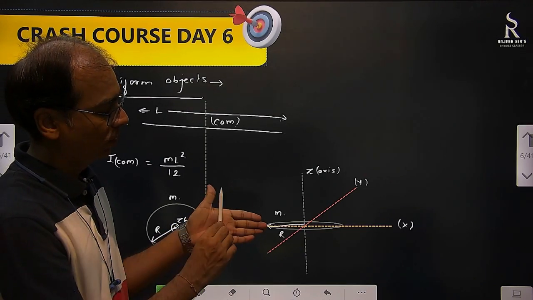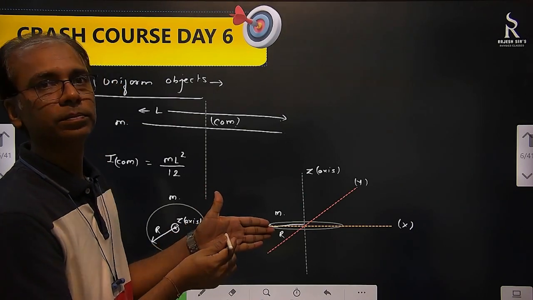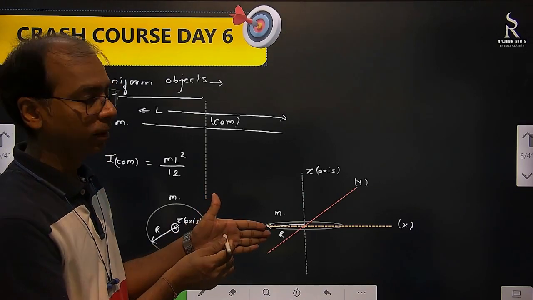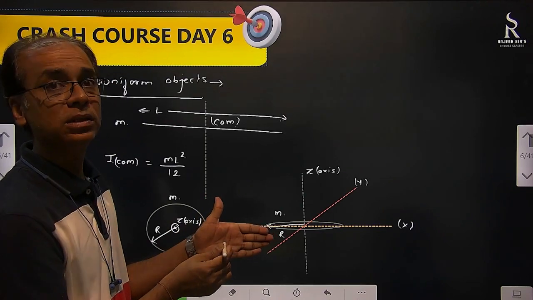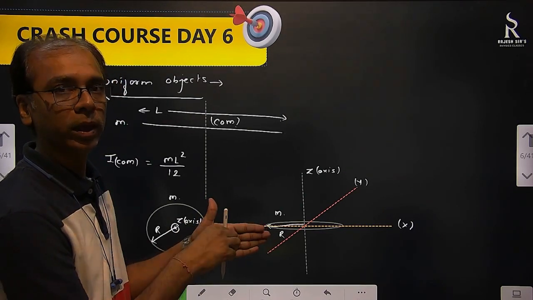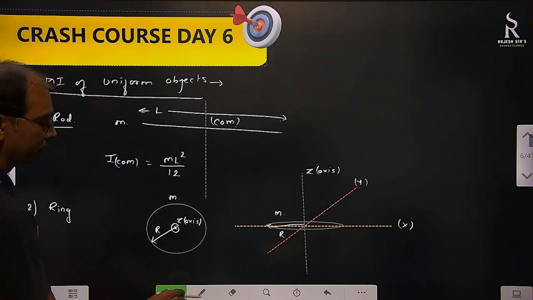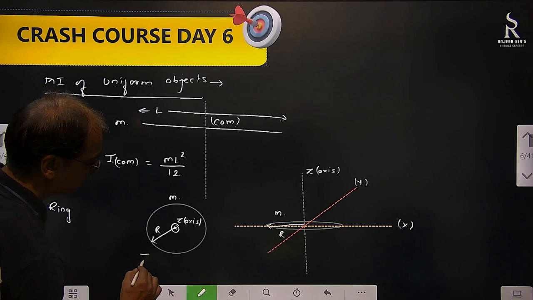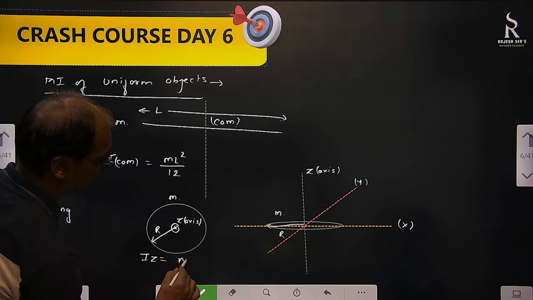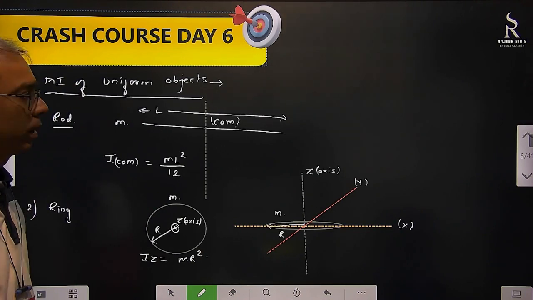X and y. Perpendicular to the plane means this. This is perpendicular to the plane. This is z. This is z, x, y. Same thing I have made over here. Clear? So about this Iz, we have its moment of inertia as mr square. This we should remember.